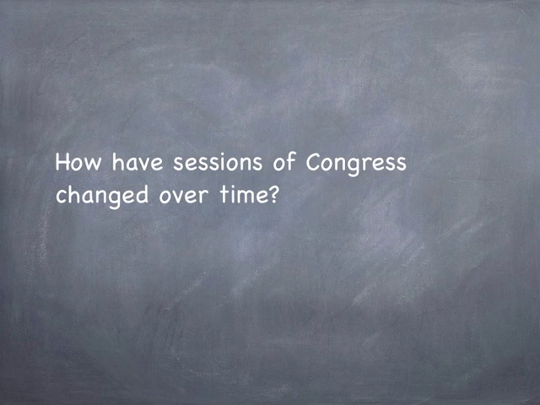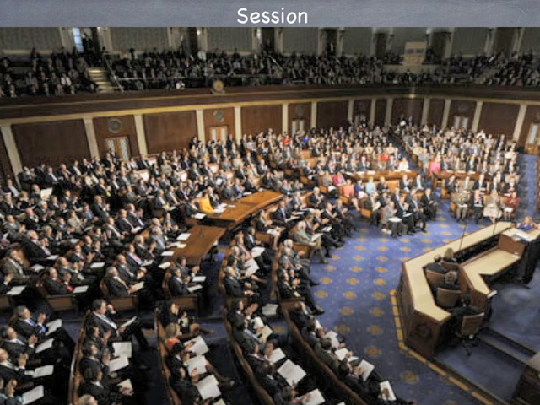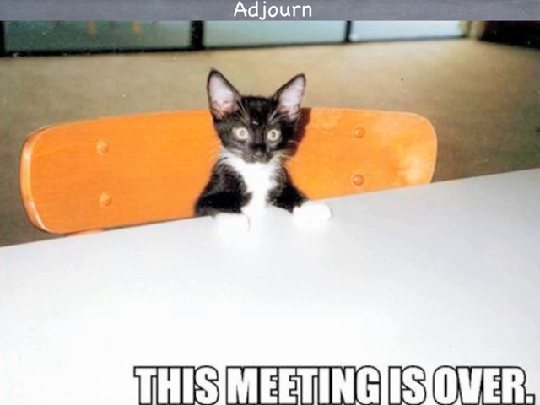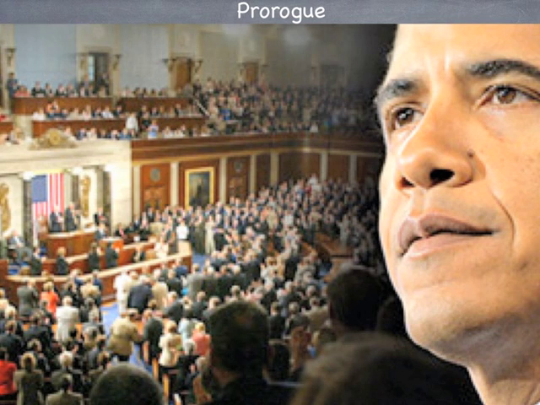How have sessions of Congress changed over time? A session is the regular period of time during which Congress conducts business. Congress adjourns or suspends until the next session, including each regular session, as it sees fit. If necessary, the President has the power to prorogue or adjourn a session, but only when the two houses cannot agree on a date for adjournment.